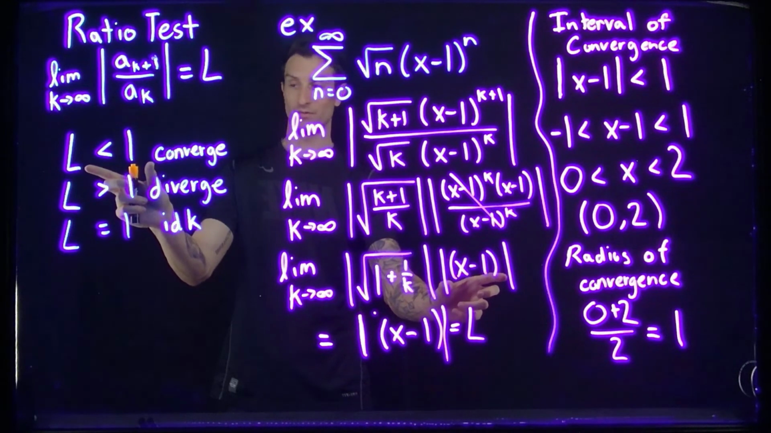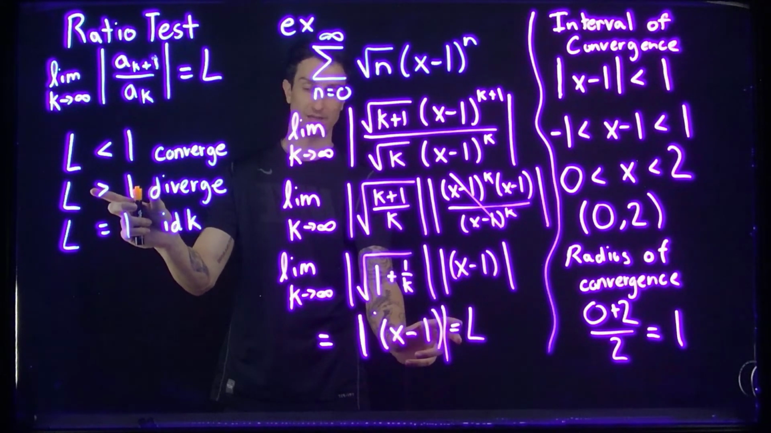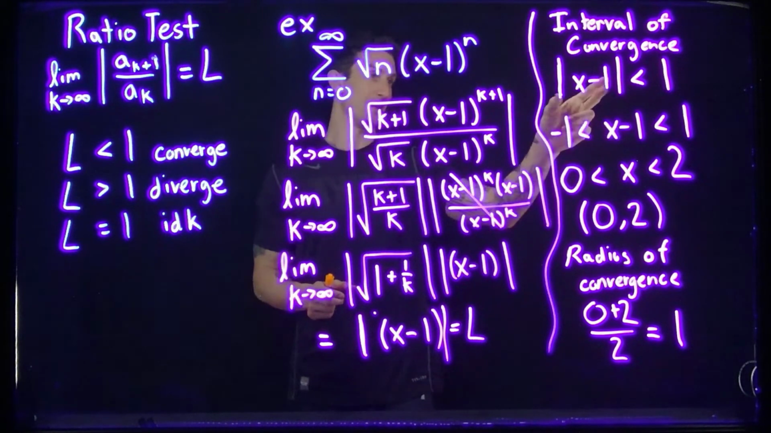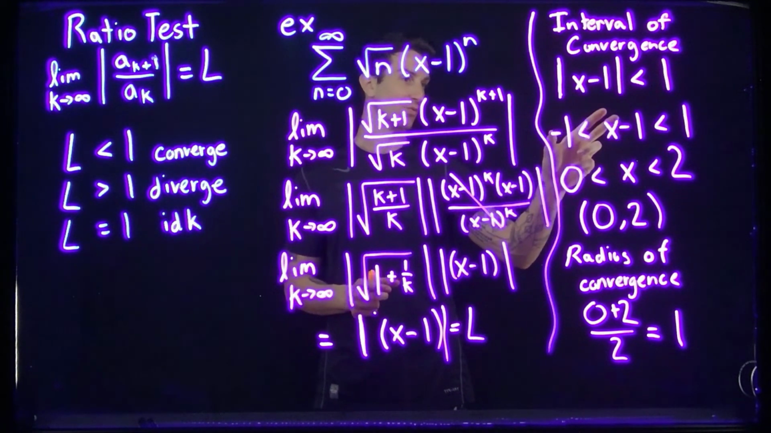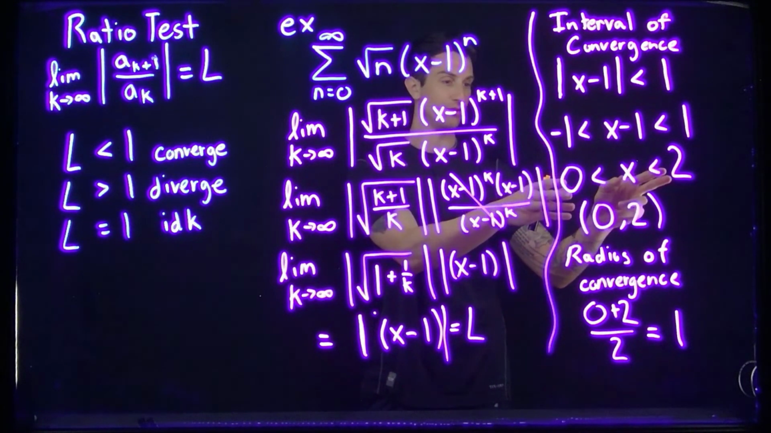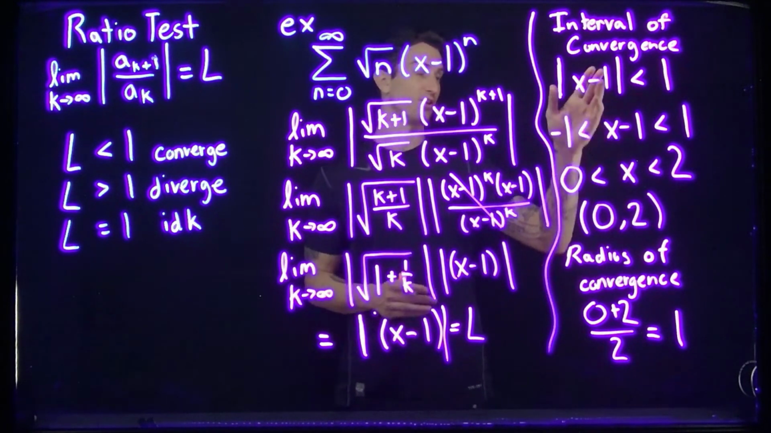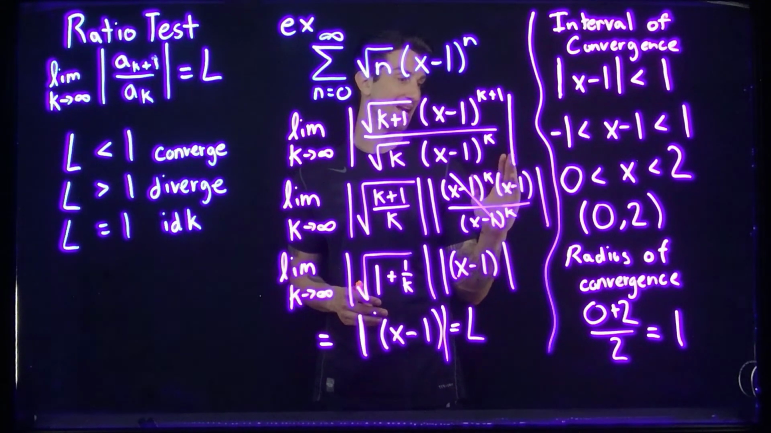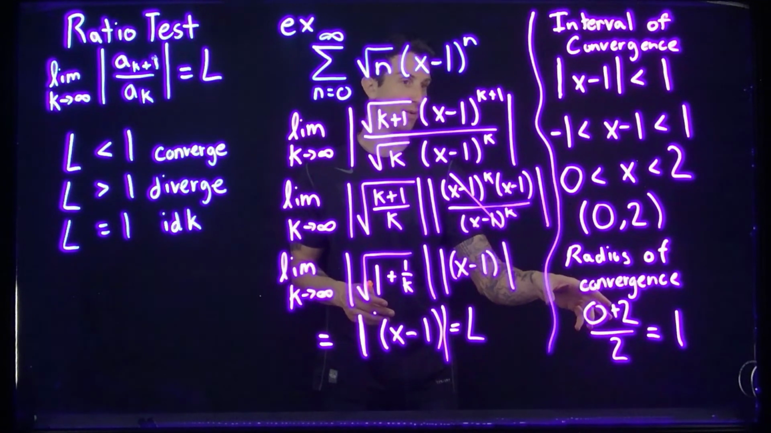So we do want to see where it will converge. And we know that it will converge if L, which is equal to the absolute value of x minus 1, is less than 1. We expand and get rid of the absolute value sign, so we're between -1 and +1. We solve for x in the middle. We have 0 and 2. That gives us our interval of convergence. And our radius of convergence is just going to be half the distance of the interval. So in this case, just a nice easy one.